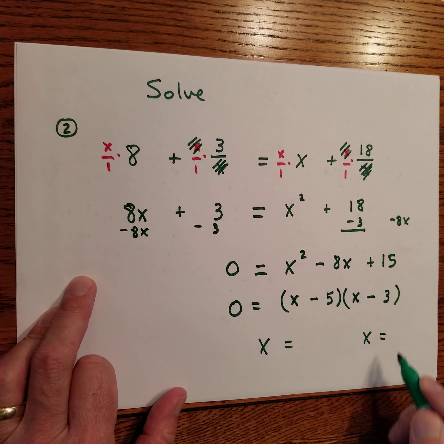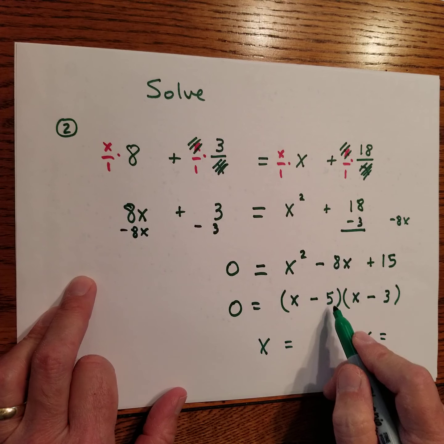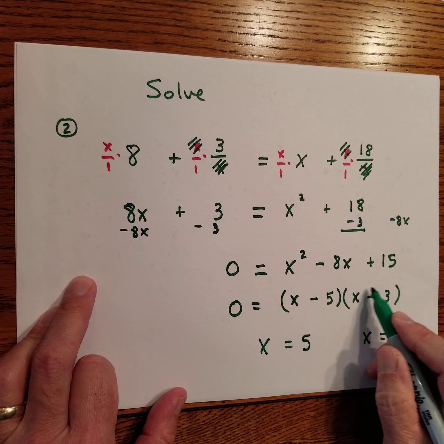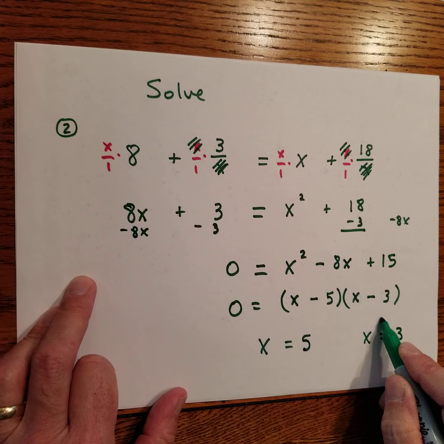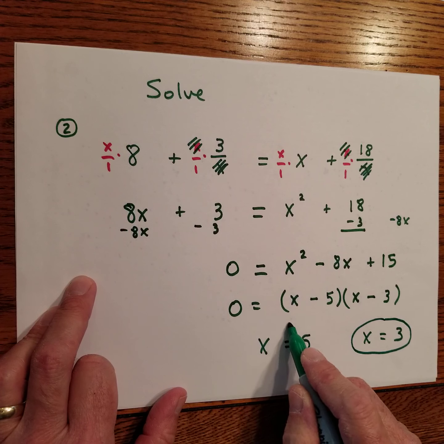Now my two answers. What makes this 0 is positive 5. What makes this 0 is positive 3. And there's the two answers to my equation.